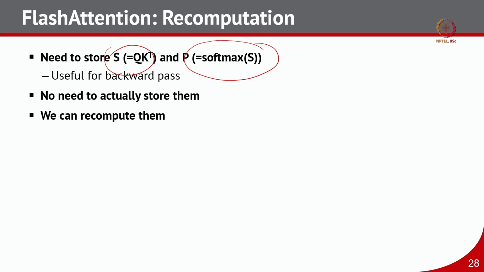If we store them in the HBM, then again there will be a lot of HBM access which will increase the latency as well as the energy consumption, right. So, instead of storing, we can actually recompute them, right. Again, recomputation will happen in terms of tiling, okay. So, these two are observations and these two are the main proposals of FlashAttention.